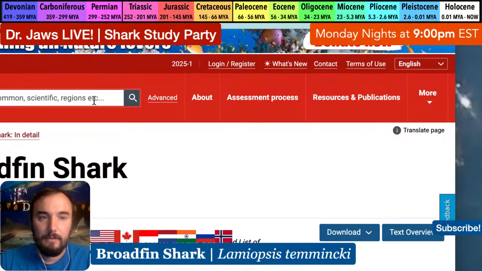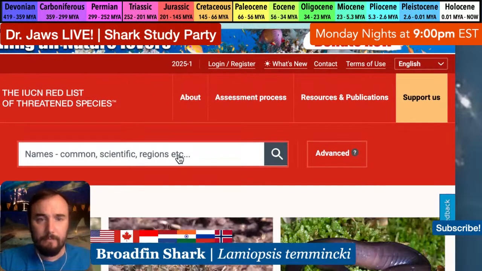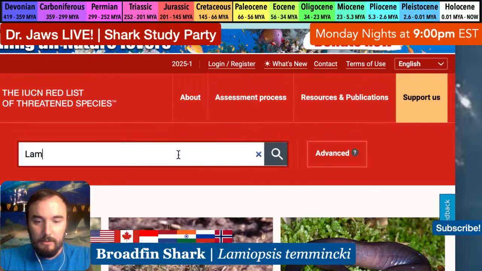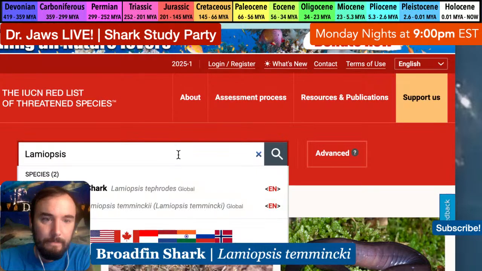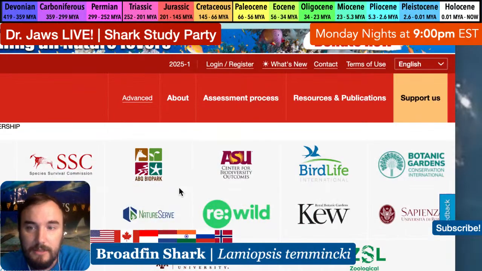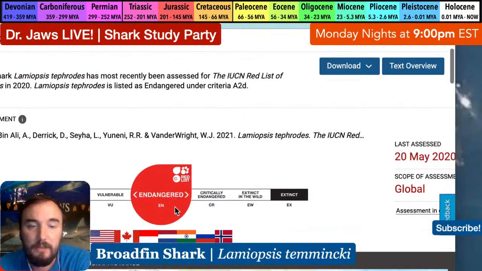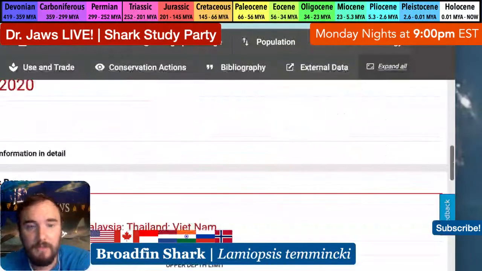So, Lamiopsis. And it does. The Borneo Broadfin Shark, it does. And it is an endangered species. So it looks like IUCN has successfully assessed both the Lamiopsis species. They're both endangered. It's better than critically endangered, but still really bad.